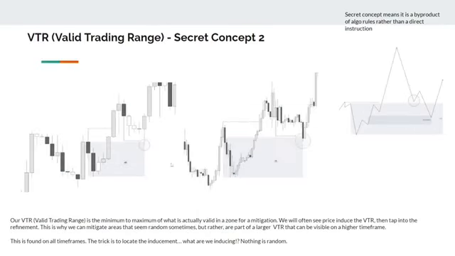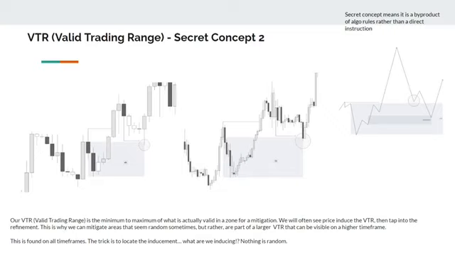Okay. So next one's a valid trading range. This is what I've been talking about with VTR. A valid trading range is a maximum to minimum of what is actually valid in a zone for a mitigation. A lot of people, and it's very fair, have trouble finding what is actually valid with a zone.